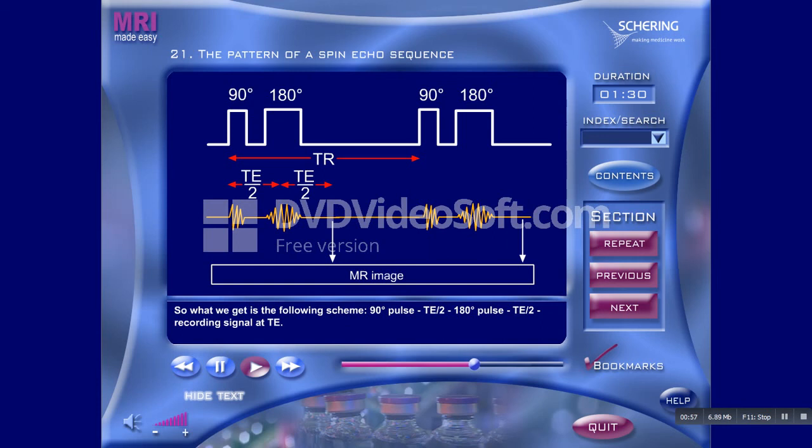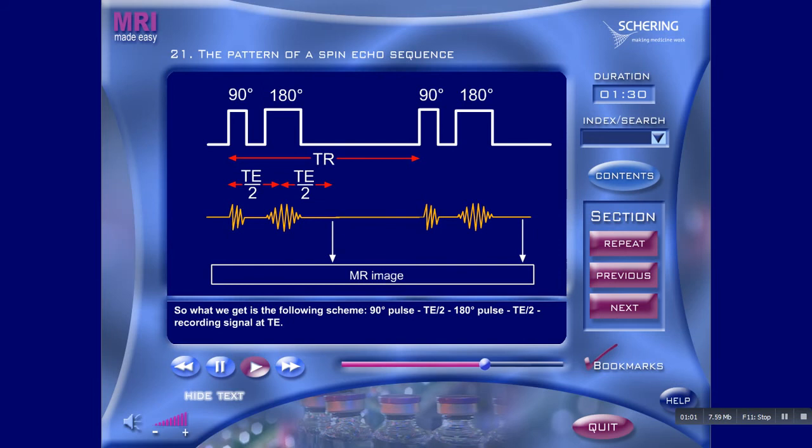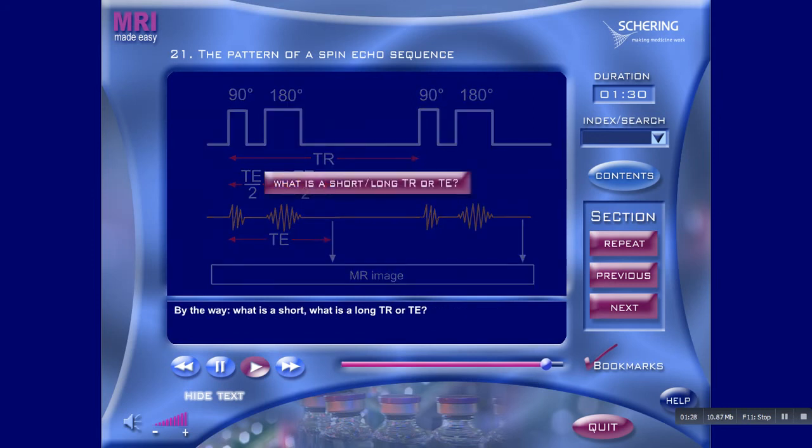90-degree pulse, half of TE. 180-degree pulse, half of TE, recording signal at TE. After TR, there follows another pulse cycle and signal measurement. 90-degree pulse, half of TE, 180-degree pulse, half of TE, recording signal at TE. By the way, what is a long TR or TE?